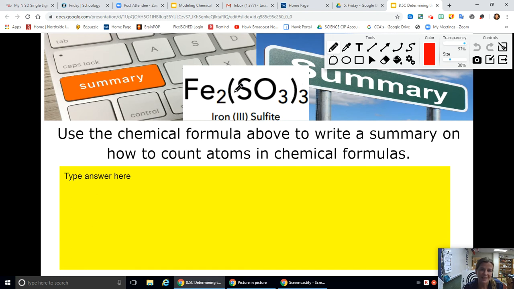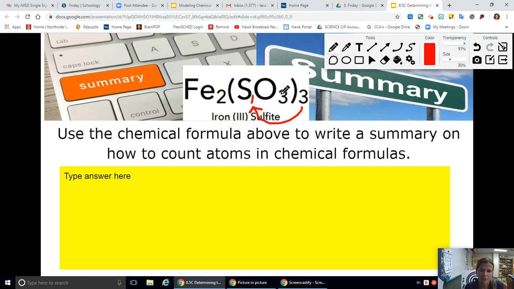Coming over here where we have parentheses, what you need to do is take the subscript outside the parentheses and multiply it by the subscripts inside the parentheses. If there is no subscript written after the symbol to the right, you would assume it is 1 atom, either that one element you're looking at, or you could write an imaginary one. So 3 times 1 would give us 3 sulfur atoms.